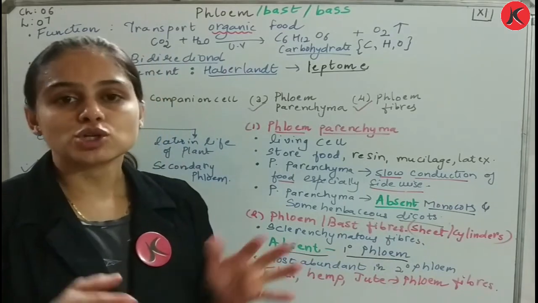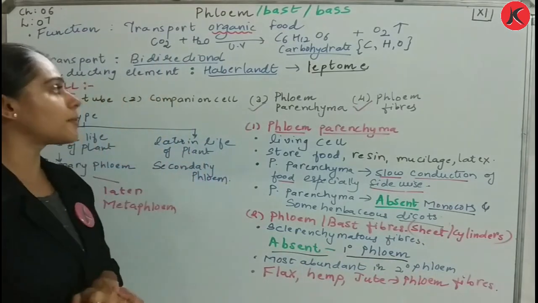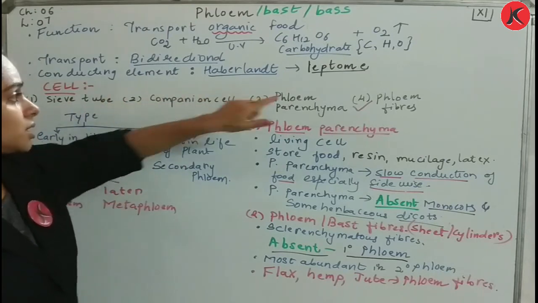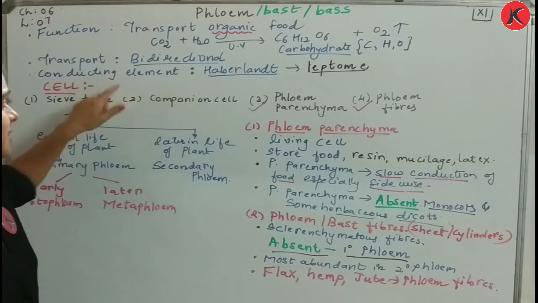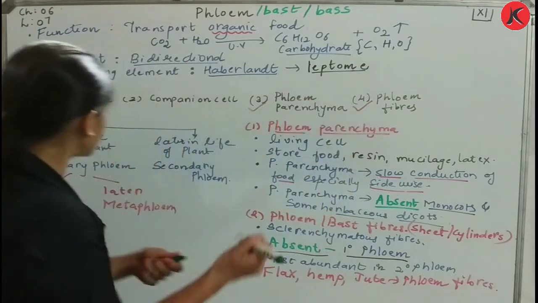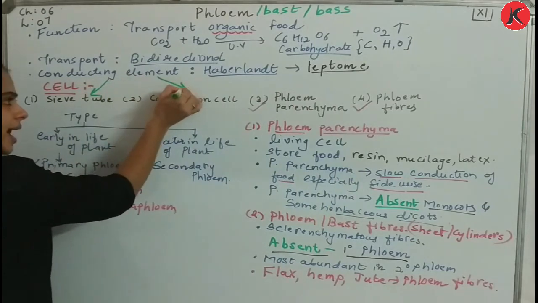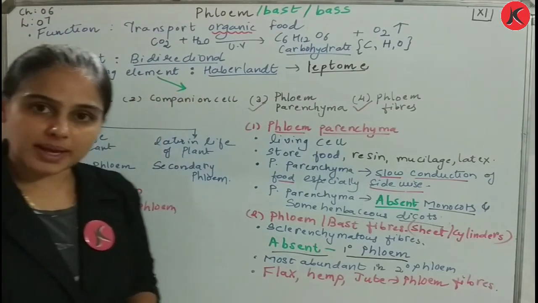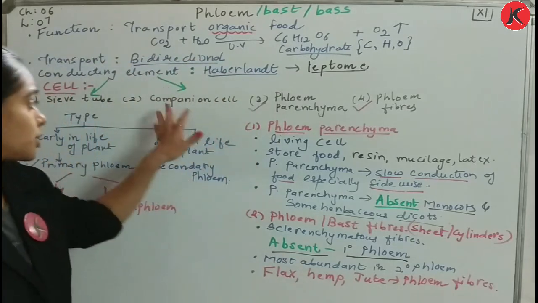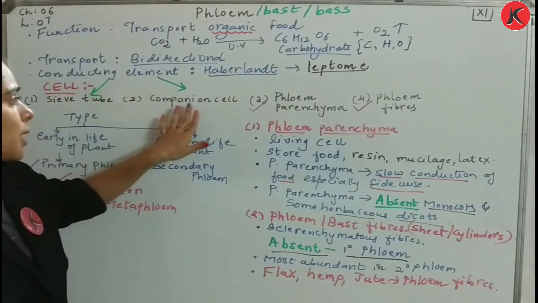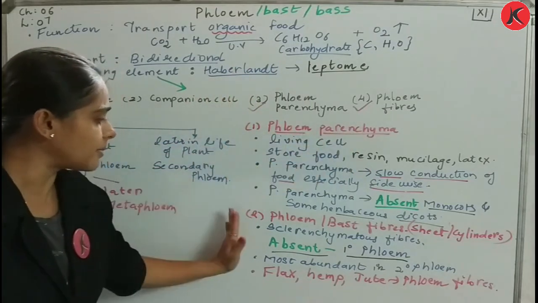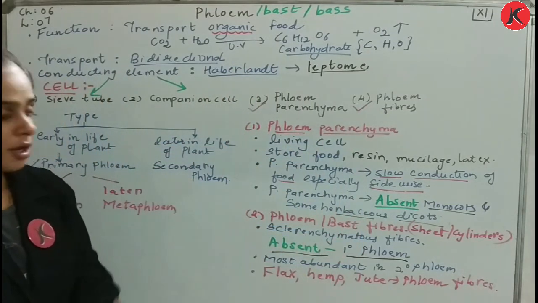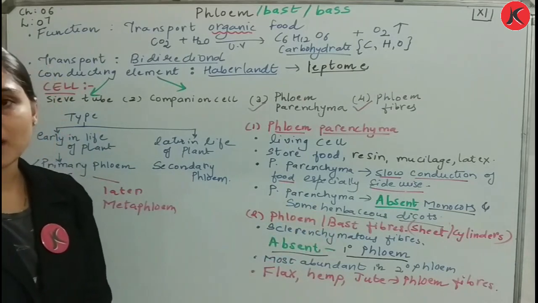Am I clear? So dear students, in this video we people have discussed some general terms. Leptome is the name given to conducting elements. कौन कंडक्टिंग एलिमेंट्स है? ये दोनों है, sieve tube and companion cell. Am I clear? These are very much important points. Okay, sieve tube, companion cell. In this video we people have discussed your phloem parenchyma and phloem fibers. Phloem fibers are also called as your bast fibers.